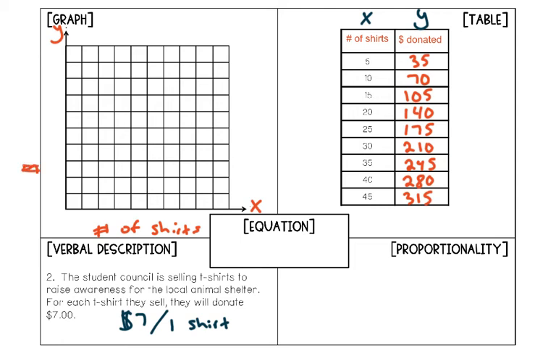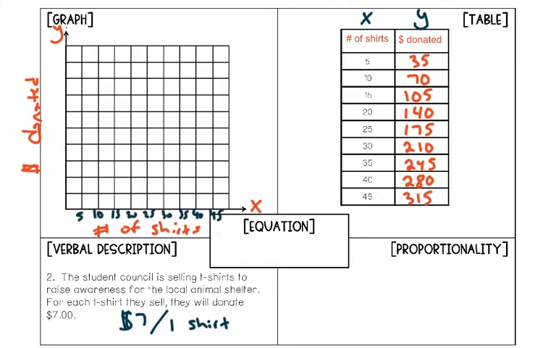I usually write this horizontally, vertically, I guess. I don't know, because it's easier to read. So that's the dollar amount donated. And then I want to label my scale. The scale is what each of these is increasing by on the graph. It's going up by 5s here. So I'm going to increase it by 5 on the x-axis.